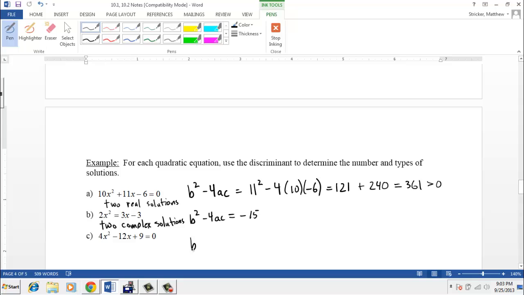And then the last one, the b squared minus 4ac, is equal to negative 12 squared minus 4 times 9, which is 144 minus 144, which equals 0. Which means that this will have one real solution. Again, I don't test you on things like this. It's just something that's kind of interesting to look at, to really understand what's going on with a quadratic formula.